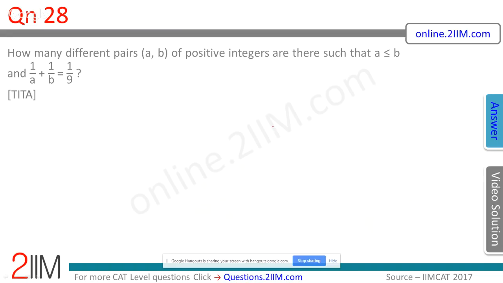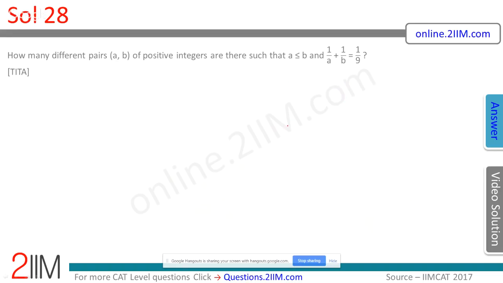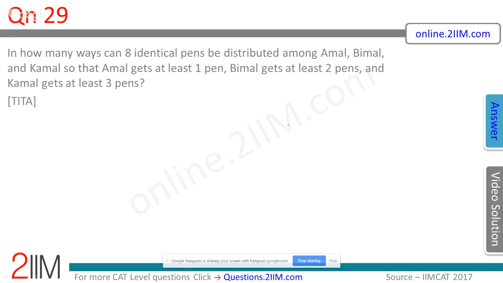How many different pairs A, B of positive integers are there such that 1 by A plus 1 by B equal to 1 by 9? This is tough. I'm going to come back to this. Very interesting question. Could be time consuming.